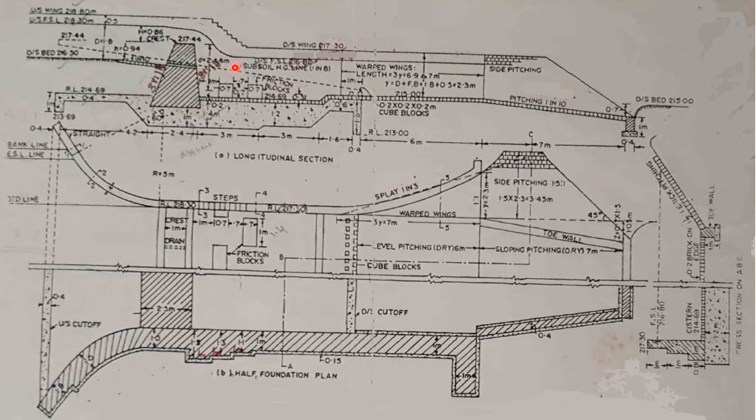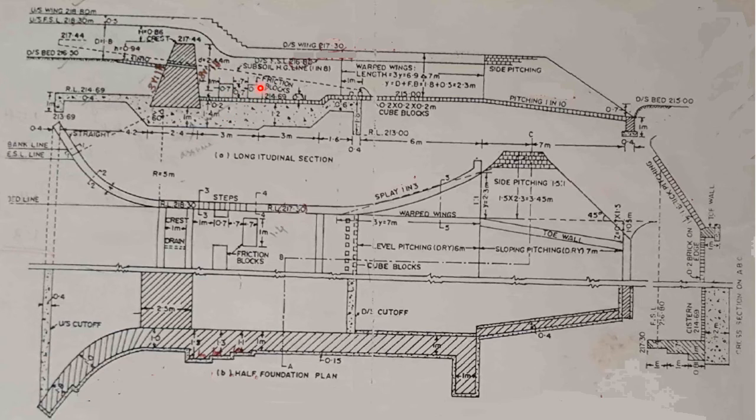Now let us see the longitudinal section. We can see here, this is the top of the upstream wing wall. This line is the upstream FSL. This is the crest wall of the Sarda Type Fall. Then this is the downstream bed level. Then this is a bed pitching on the upstream side, and this line has a slope of 1 in 10. Now this is a drain pipe used to drain the water from the upstream to the downstream if needed.